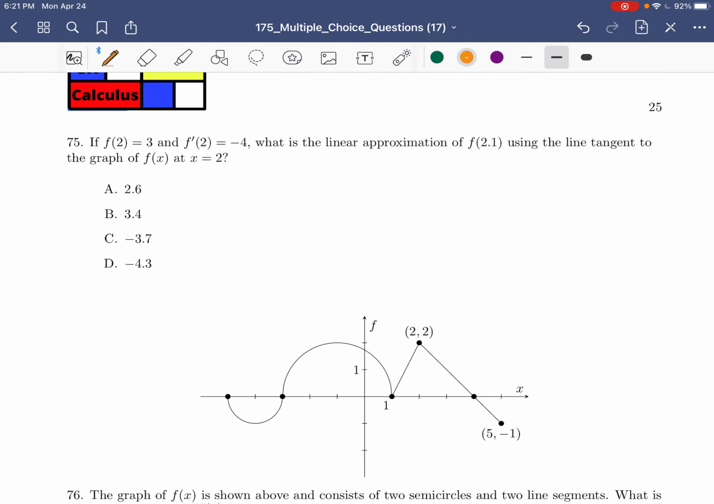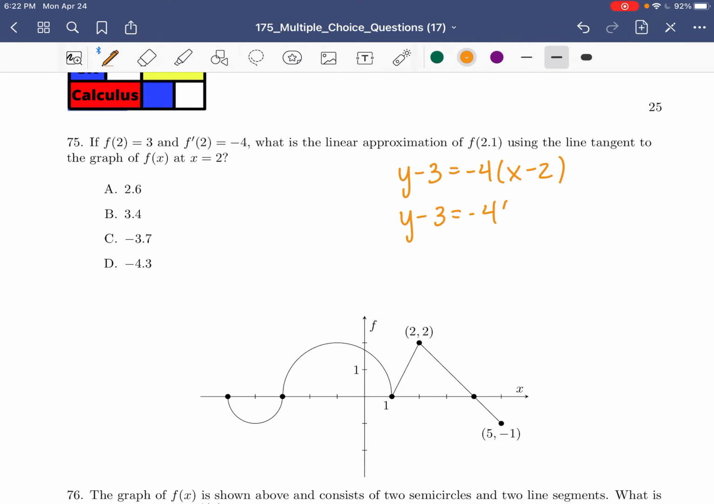All right, 75. Same kind of thing, except they pretty much give us all of our information. So we know that we have y minus 3. Slope is negative 4. And then we're trying to approximate 2.1.